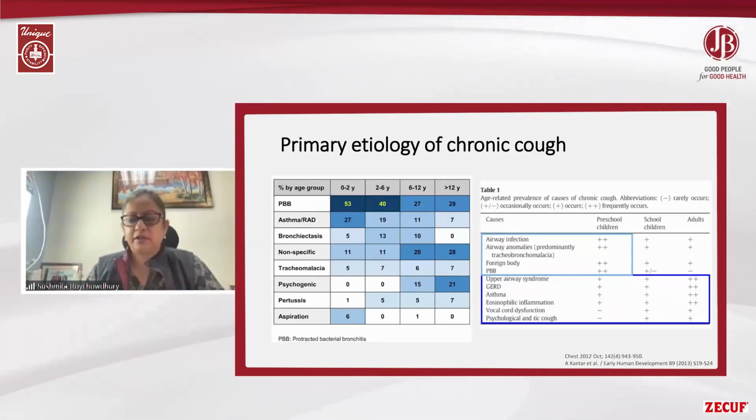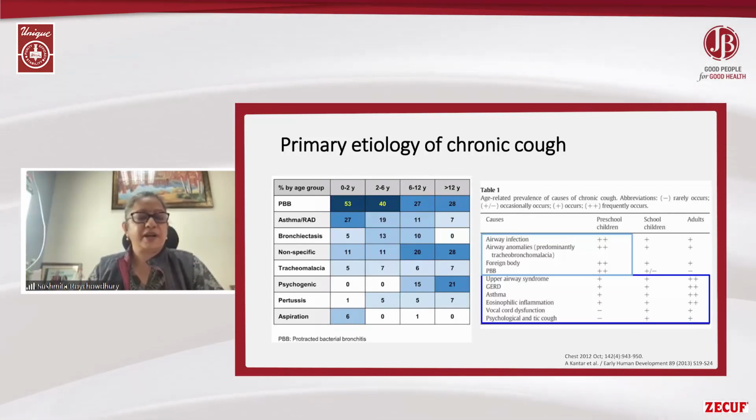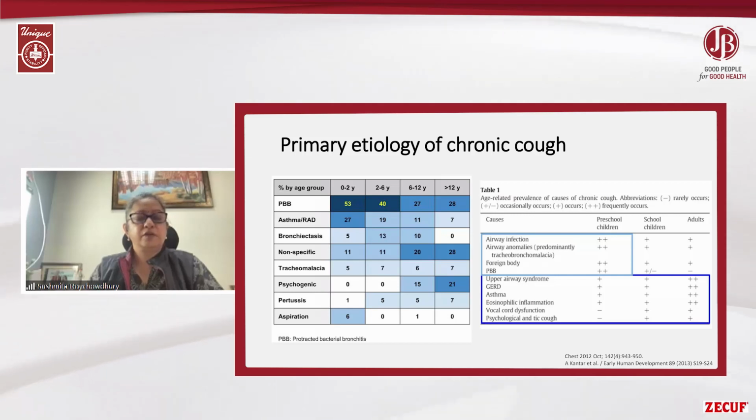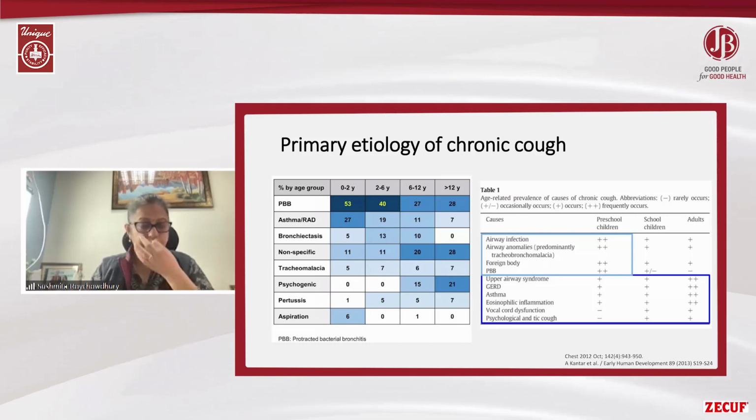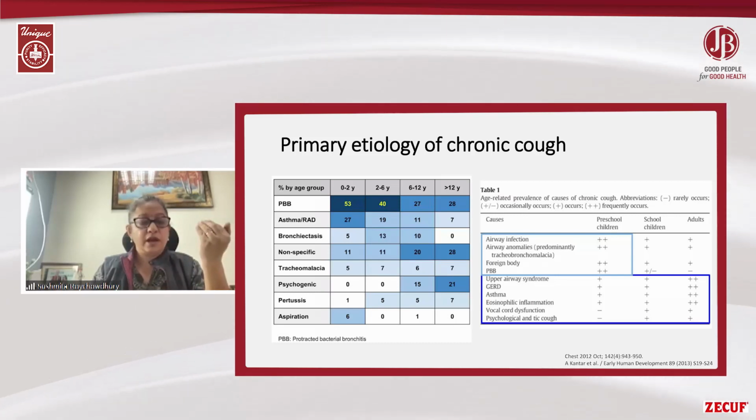So in this study published in 2012 in Chest, protracted bacterial bronchitis was found to be the most common cause in children from 0 to 12 years of age, asthma being a close second, with bronchiectasis and other causes like non-specific causes and tracheomalacia being the lesser common causes, and pertussis and aspiration not far behind.